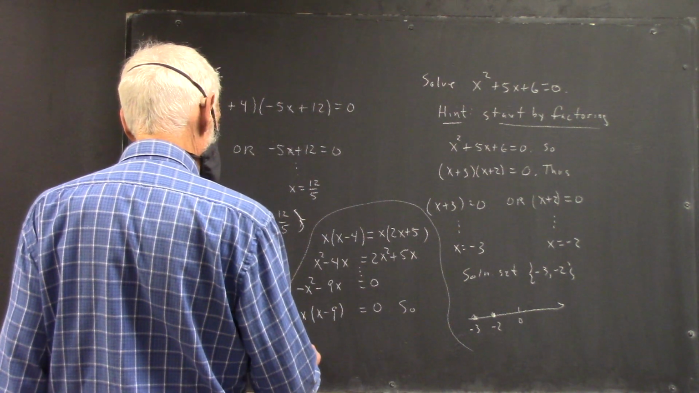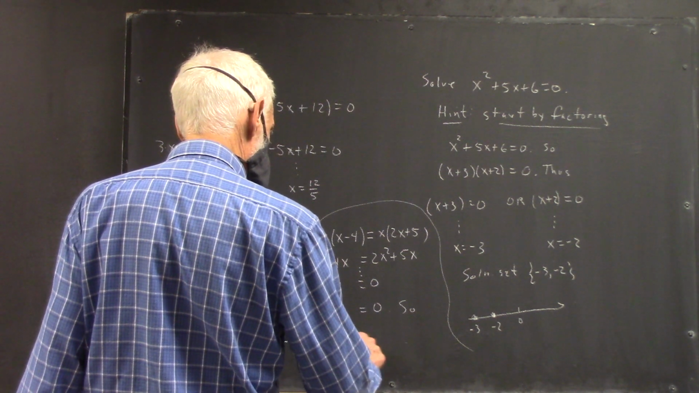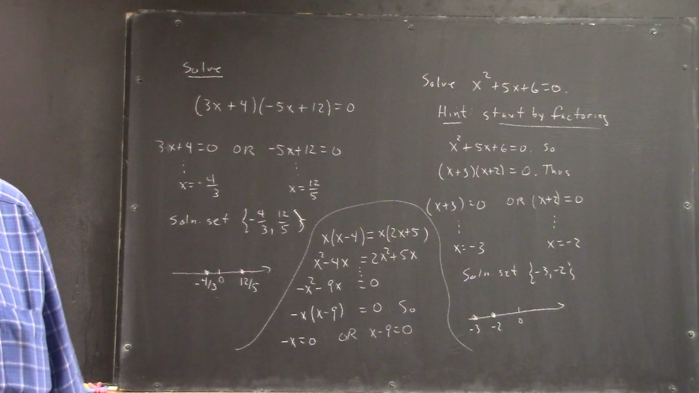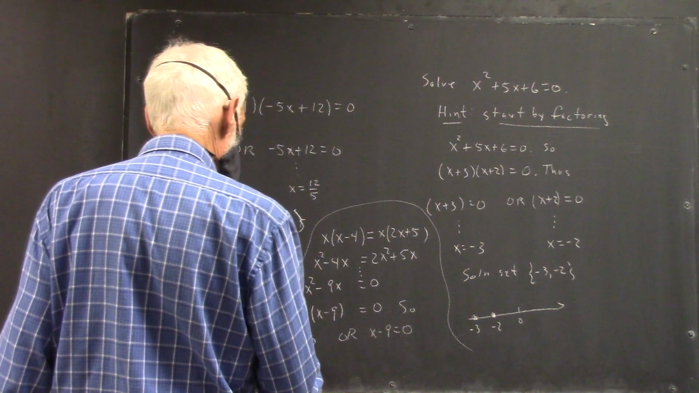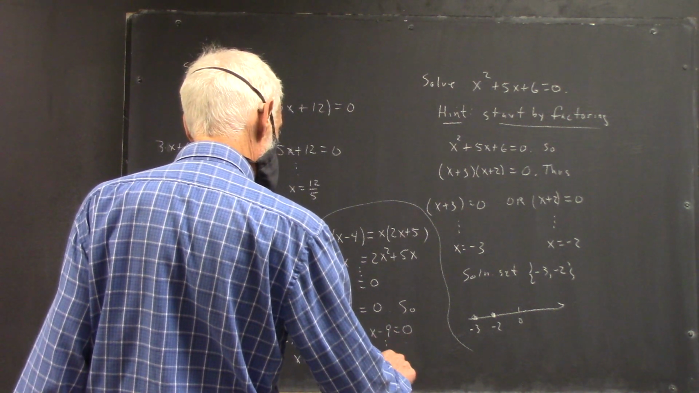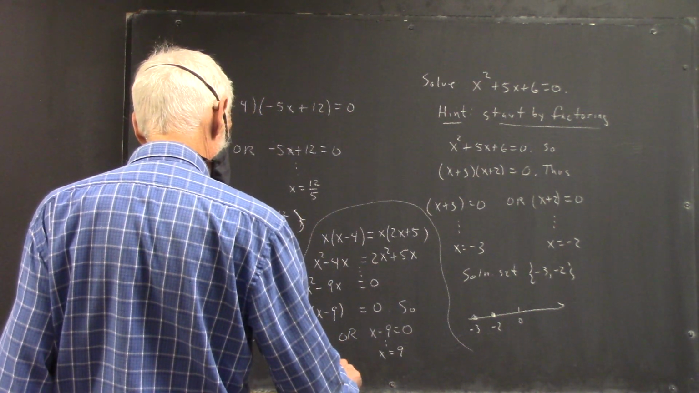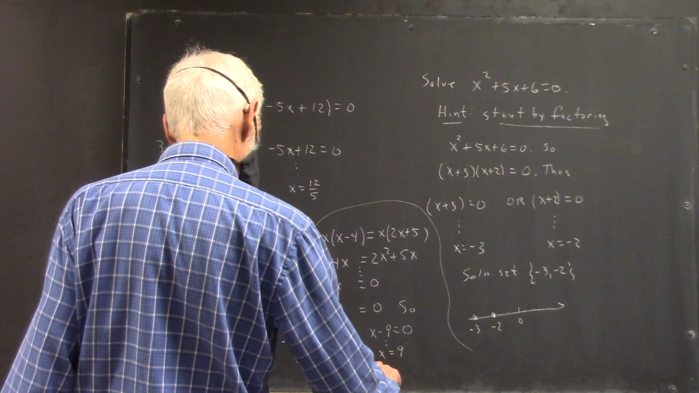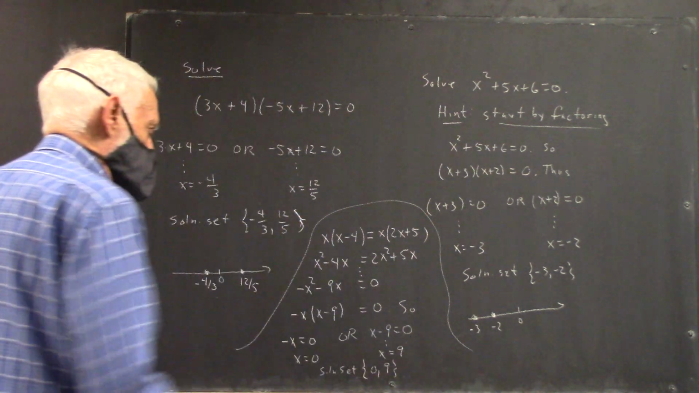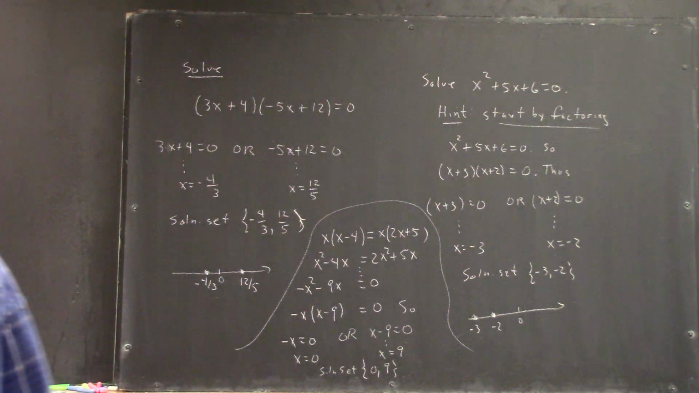So, negative x would have to be 0, or x minus 9 would be 0. And of course, negative x equals 0 means x equals 0. And this gives you x equals 9. So your solution set is 0, 9. And of course, that would be easy to graph. We're out of time, so I'm not going to graph it. I think everybody knows what to do.